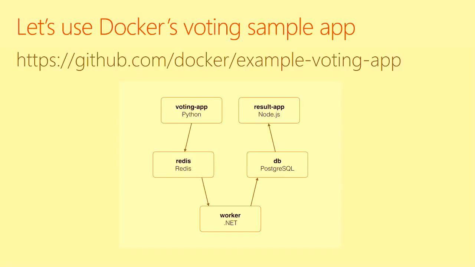That Redis cache gets polled by a .NET Worker container. That's .NET Core running. That .NET Core Worker process picks things up and puts the results into a PostgreSQL database, which is then polled every second or so by a Node.js application to show the results on a different port. So the voting app runs on port 5000, the result app runs on port 5001.